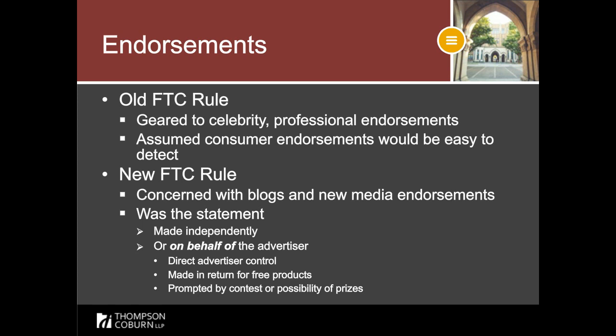But they said that statements in blogs could be misleading because we don't know if the blogger is paid or got something of value from the advertiser. So we need to know if the blogger in some way was connected to or controlled by the advertiser. So the FTC tripled or quadrupled the size of the endorsement rule, gave all sorts of examples, and said, from now on, social media and blogging endorsements are subject to these rules.